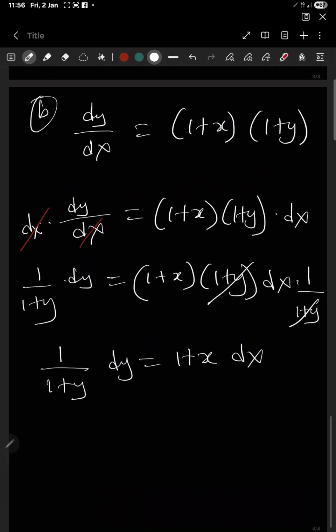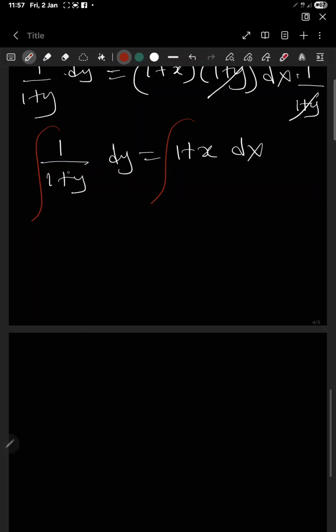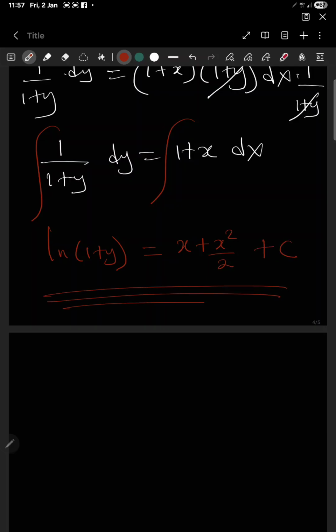So by doing so, you can now integrate because you fully separated the variables. So you are going to integrate this side of the equation. You also integrate this side of the equation. So integrating this side of the equation, 1 over 1 plus y is natural log of 1 plus y. Then is equal to, integrating 1 plus x is x plus x squared over 2. And then you say plus c. So basically that's how you get to solve these questions coming from separation of variables.